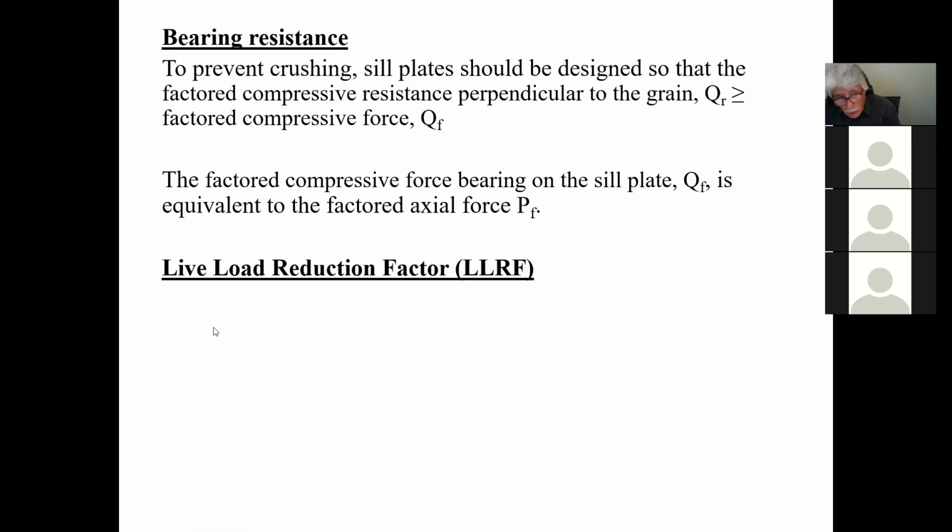Now, one thing I want to talk about, guys, when it comes to columns, okay, is a live load reduction factor. Now this is straight from the National Building Code. What the people have realized is that when you exceed a certain area, it's impossible that that area is going to be completely loaded over the whole area. So you're allowed to reduce the live load by a certain amount. Okay, now this is a live load reduction factor.